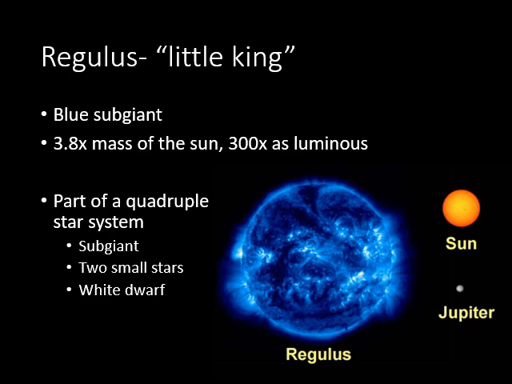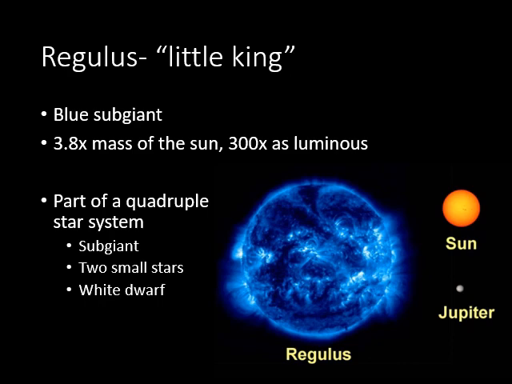Now, Regulus doesn't look like anything fancy in the sky. It looks like a bright blue dot, but it's actually part of a quadruple star system. When you use large telescopes, you can actually zoom in close and you realize that Regulus is not just one star, it's actually four stars together. A subgiant, two small stars, so stars that are about the size of our sun or smaller, and then a white dwarf, which is the core of a dead star.